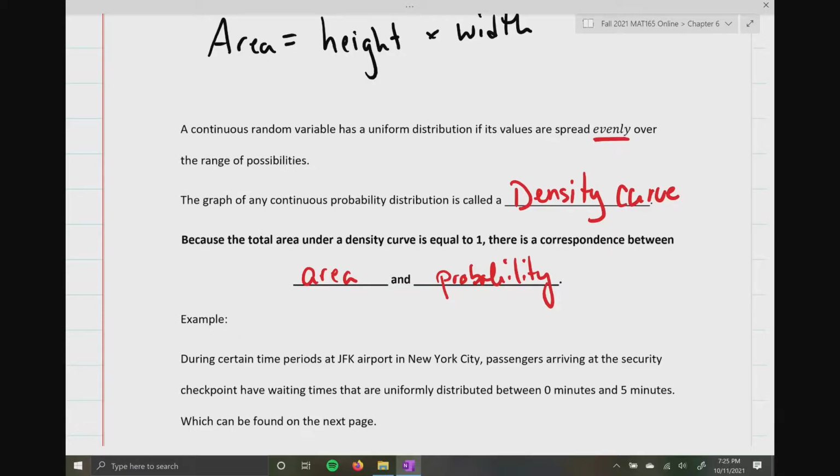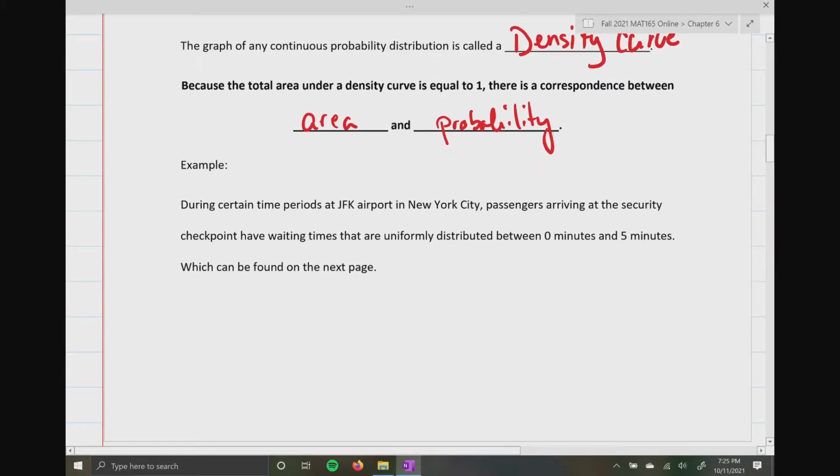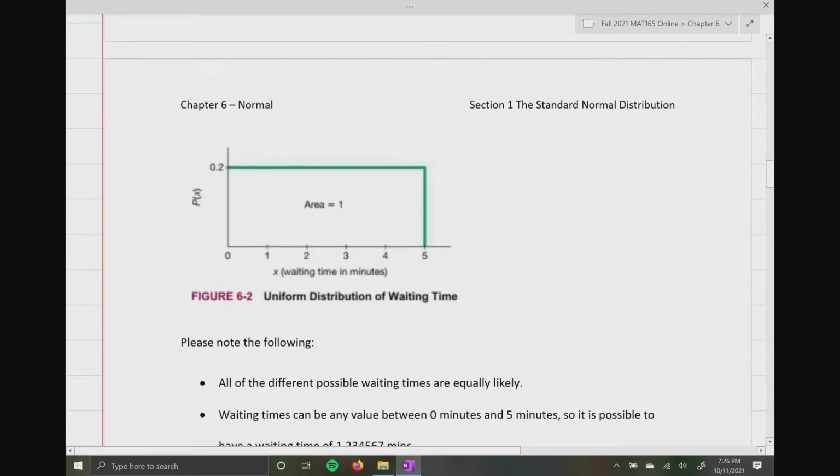Okay, so here's an example right here. During certain time periods at JFK Airport in New York City, passengers arriving at the security checkpoint have waiting times that are uniformly distributed between 0 and 5 minutes, which can be found on the next page. All right, so there's a picture right there of it.